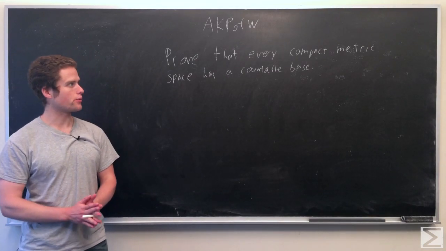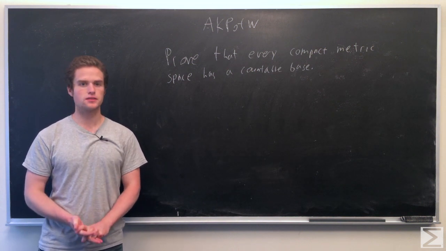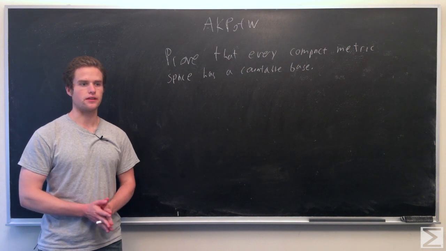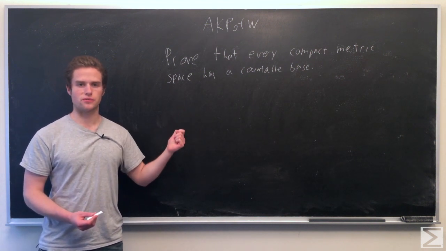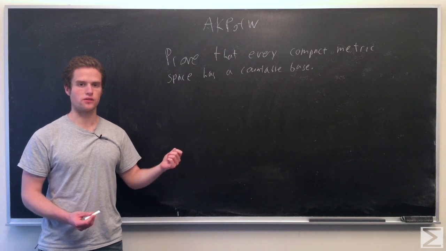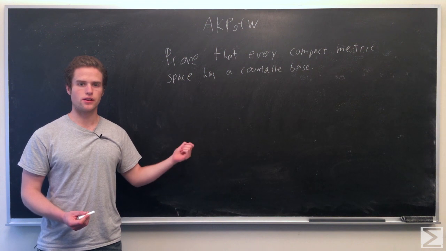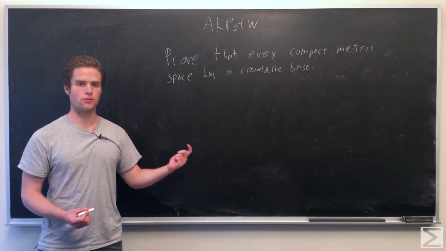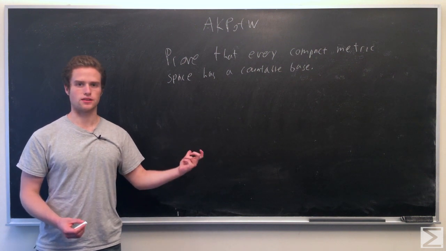For this week's problem, we want to prove that every compact metric space has a countable base. To do this, we're going to construct our base by taking covers. We're going to take all our points in our metric space, and take a ball of radius 1 over n. We're going to have a finite subcover of that cover, and we're going to take the union of all these finite subcovers to get a countable base. And we just need to prove that this, in fact, is a base.